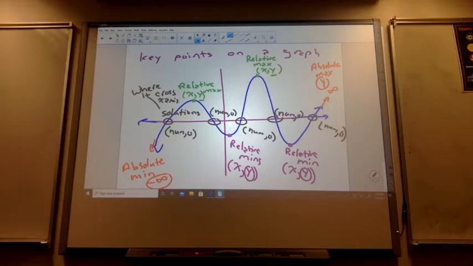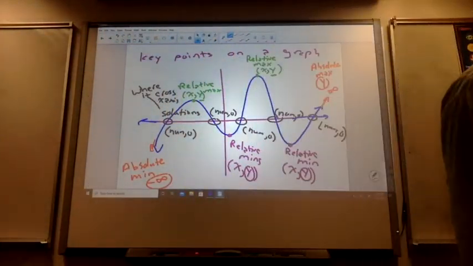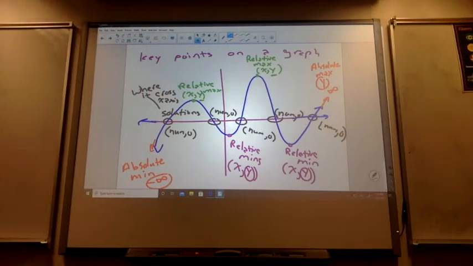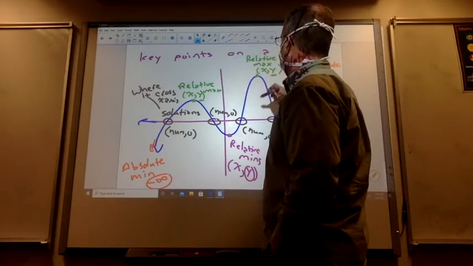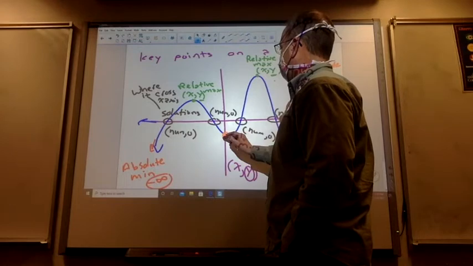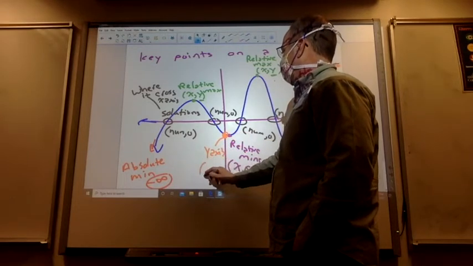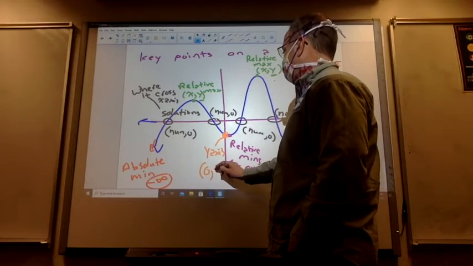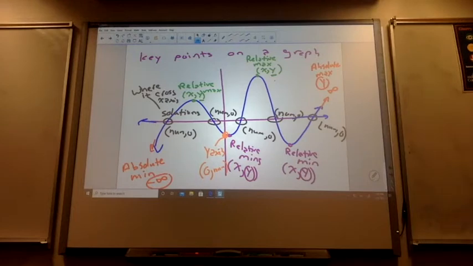That means if I were to plug those x values into my equation, the result would come out to be 0. And then the last key point on a graph is where it crosses the y-axis, and that is 0 comma some number. So those are kind of everything I could talk about with a graph. Okay?